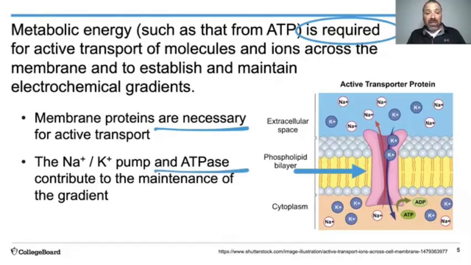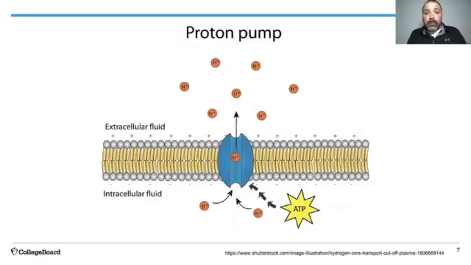So again, we've got to focus on ATPase, ATP, right? ATP breaks down, and as the ATP breaks down, that is what allows for this movement. So here's our ATP to ADP, right? There's that hydrolysis of ATP releasing some energy, which allows for that movement of those ions. Let's look at an example.